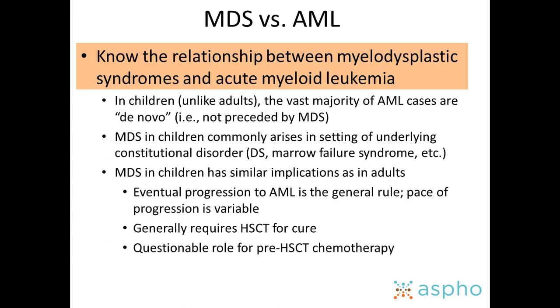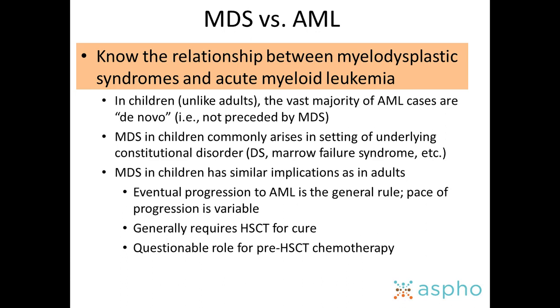All right, so again, Carl's going to talk about MDS, but I just wanted to mention a couple of things about its relationship to AML, because they ask you to know that. In children, unlike adults, the vast majority of AML cases are de novo, meaning not preceded by an MDS phase. That's not true, particularly as you get into elderly adults. MDS in children commonly arises in the setting of underlying constitutional disorders. So if you've got a kid that presents with MDS, you should look pretty hard for one of these constitutional disorders I talked about, a marrow failure syndrome, et cetera, Down syndrome.